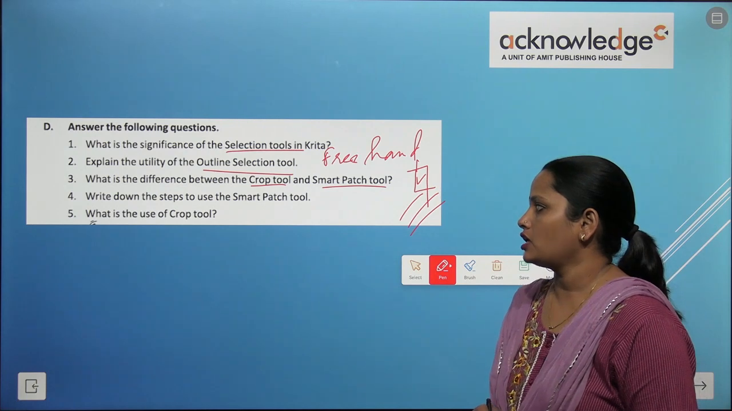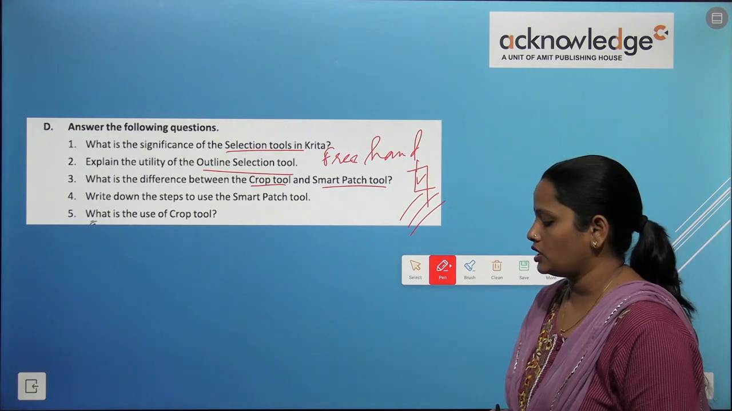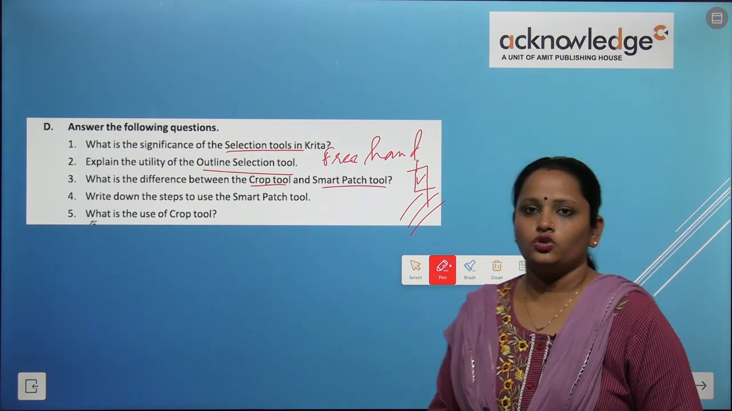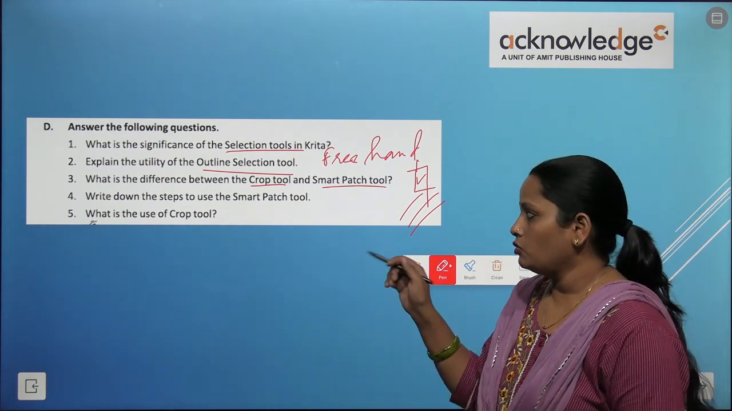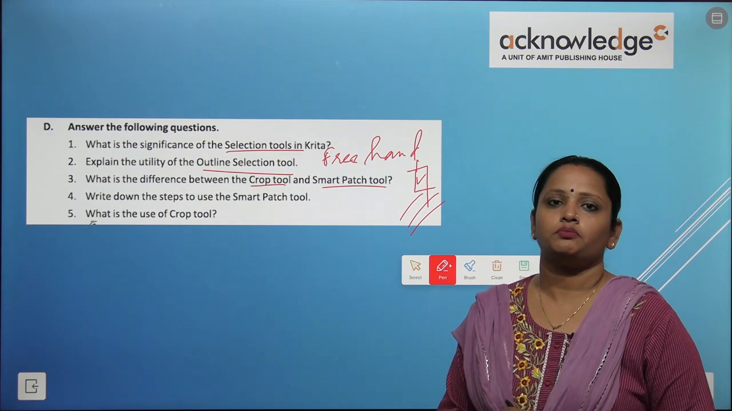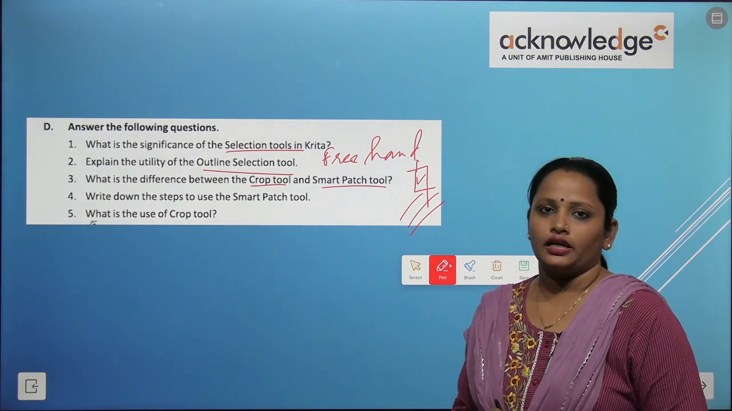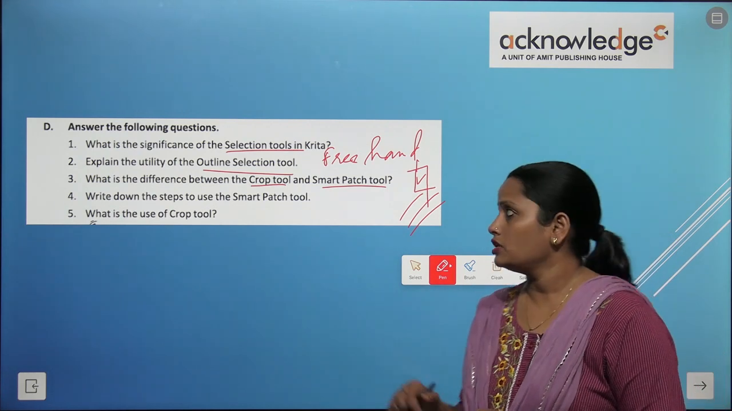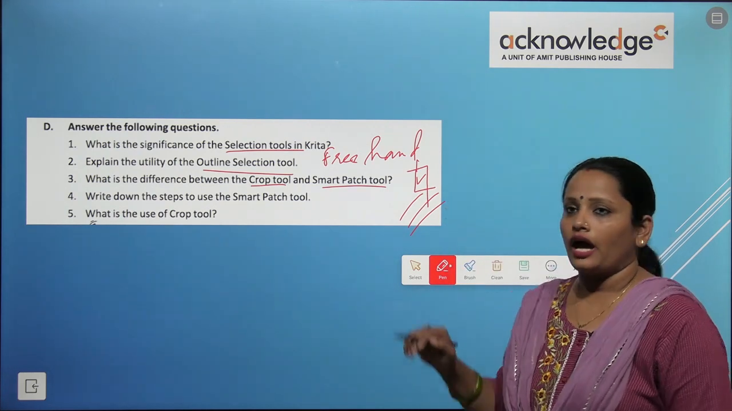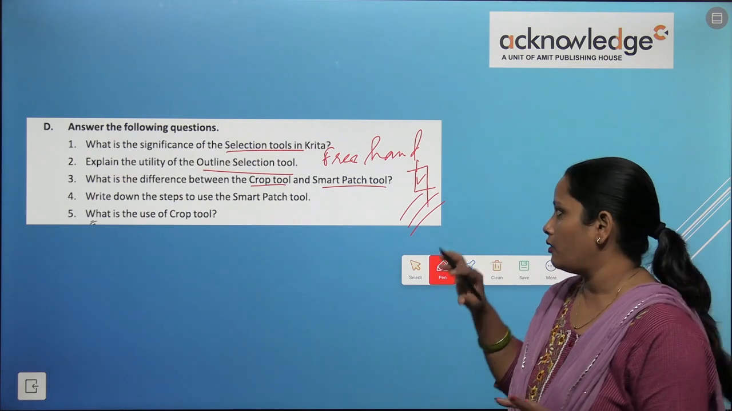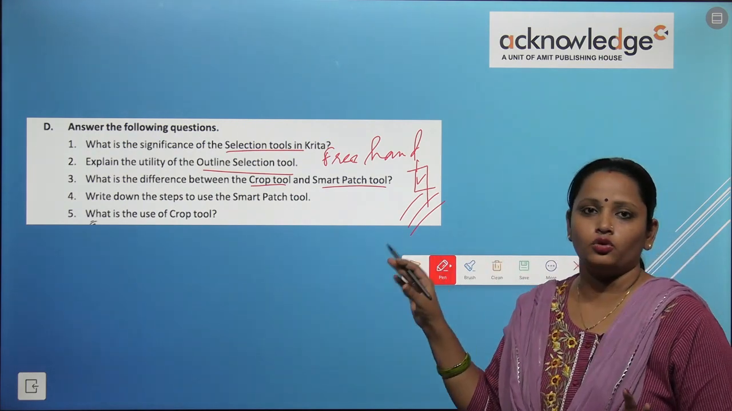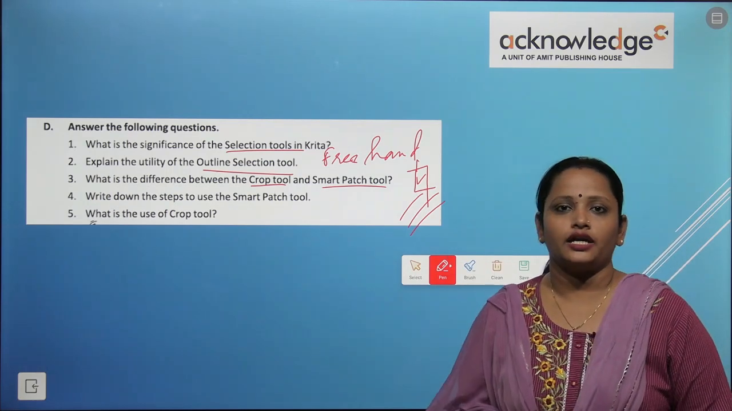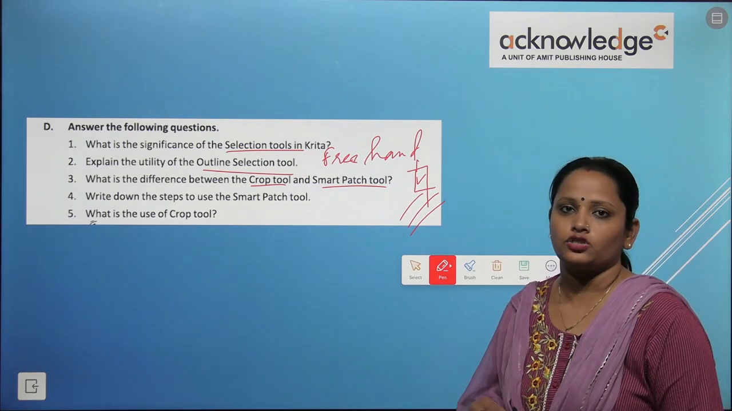Now, the fifth question is, what is the use of crop tool? So crop tool is used to remove the unwanted part of the drawing that is not required. So as I told you, crop tool is used for cropping a picture, and the area that is outside the crop tool will not be visible to us, and the area that is inside the crop tool will be only visible to us.